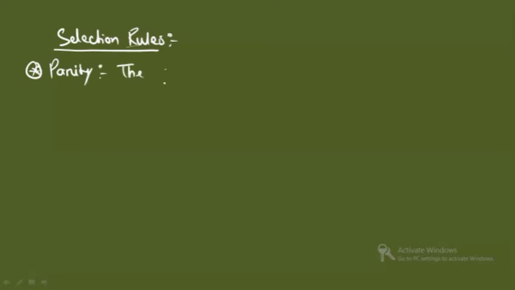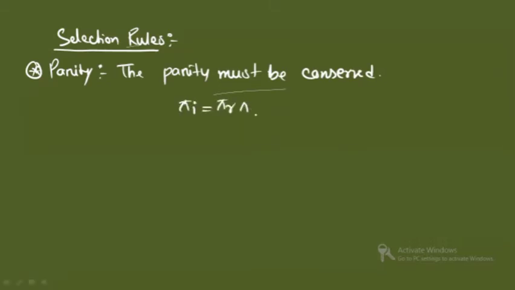All right. Now let's discuss the selection rules. The first rule we will look at is parity. Here, the parity must be conserved. That means pi I equals pi gamma times pi f. Here pi I is the parity of the initial state, so I will write down the parity of the initial state.